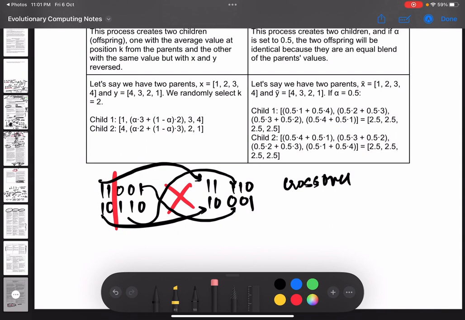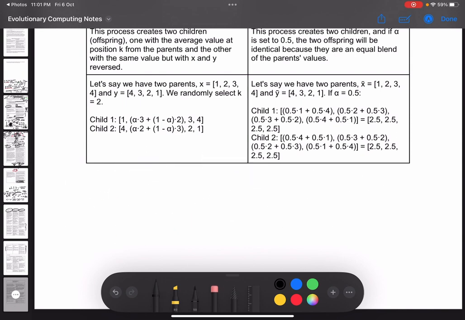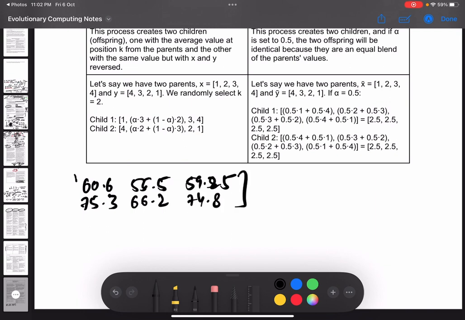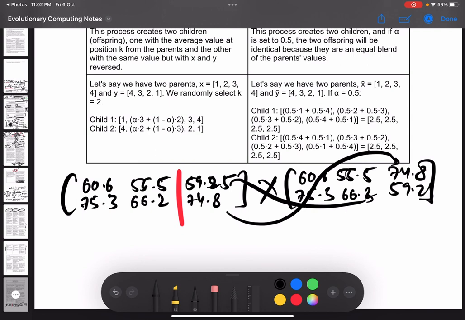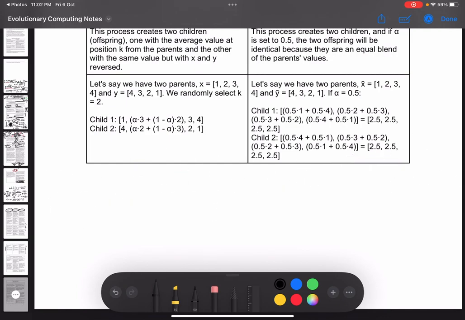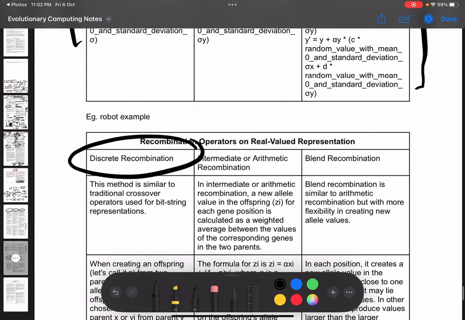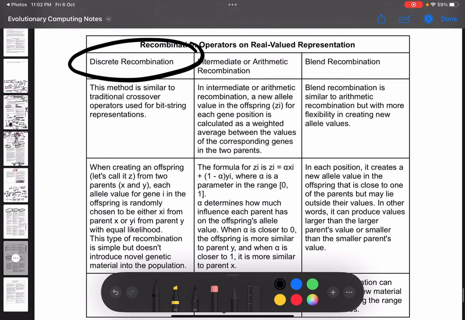You can apply this crossover to decimal values also, like floating point values also. So 60.6 or 55.5 and 59.2, 59.25 or something like that, and then you take 75.3, 66.2, 74.8, and now you can take a crossover about any axis, let's say this axis, and you say 60.6, 55.5, 74.8, 75.3, 66.2, and this part here, 59.25, since we took this part here, right? These are the two offsprings created by the crossover of these two parents. This is very similar to how binary encoding of recombination takes place, and this is simply called discrete recombination. Like I said, it's just the same as how we've done it in binary.